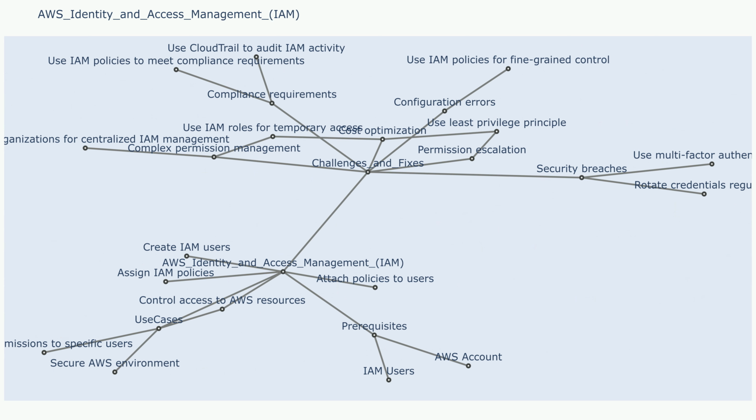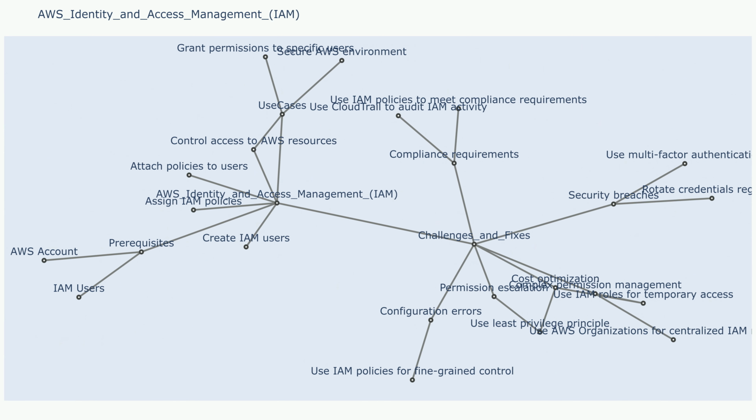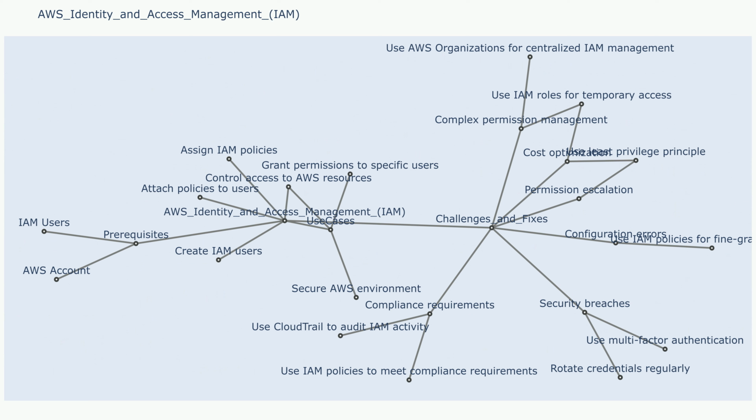Use cases: control access to AWS resources. IAM allows you to control which users and groups have access to specific AWS resources, such as S3 buckets, EC2 instances, and Lambda functions. Grant permissions to specific users. IAM lets you define specific permissions for different users, allowing you to tailor access based on their roles and responsibilities.